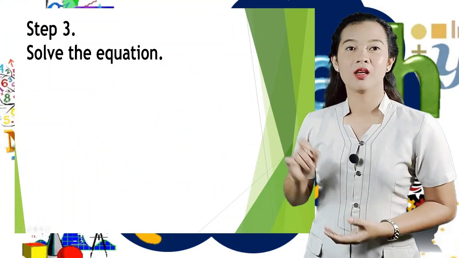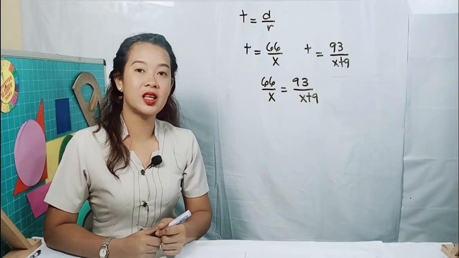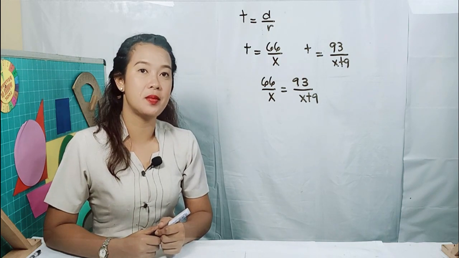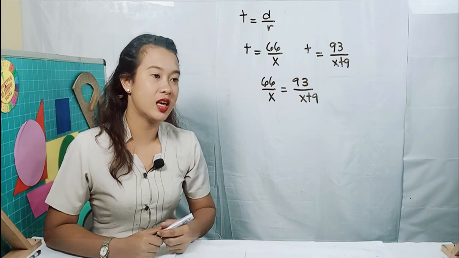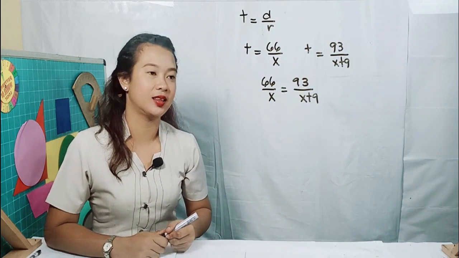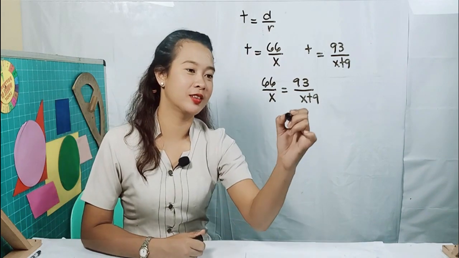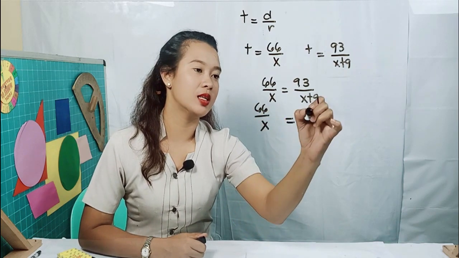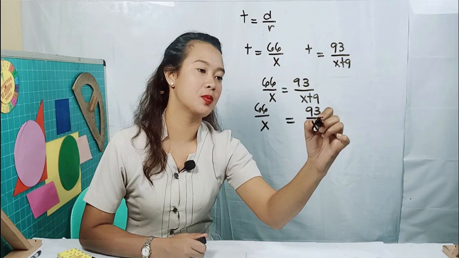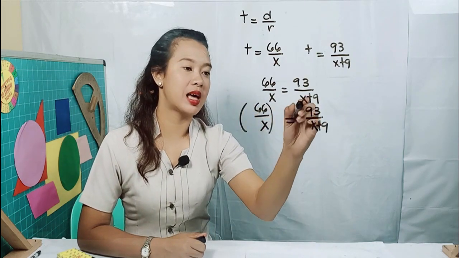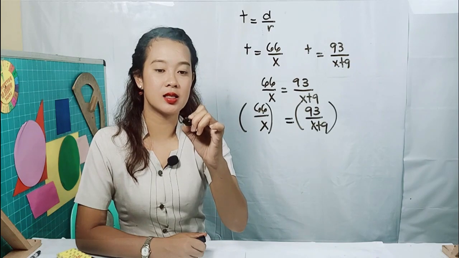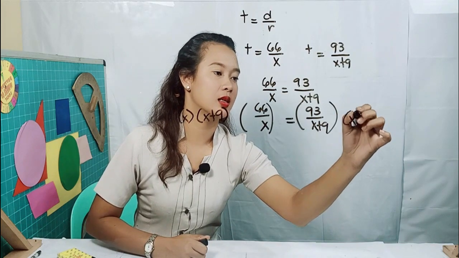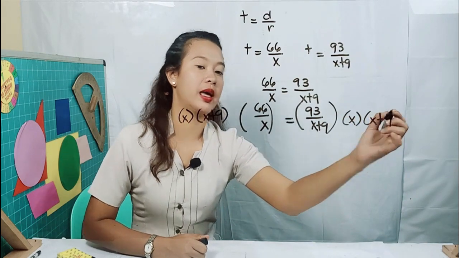Step 3. Solve the equation. Using the multiplication property of equality, multiply both sides by the LCD to eliminate the denominators. The LCD is x times x plus 9. Let's rewrite the equation. 66 over x equals 93 over x plus 9. Multiply both sides by x times x plus 9.